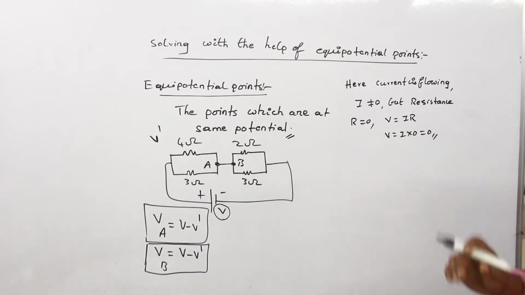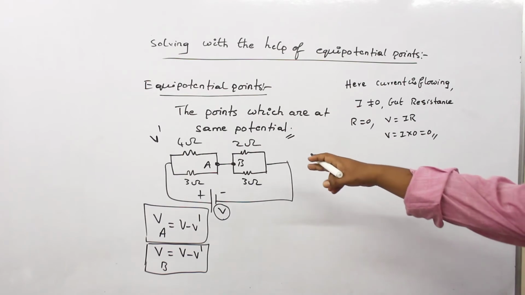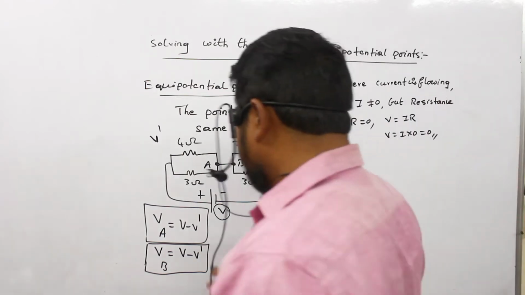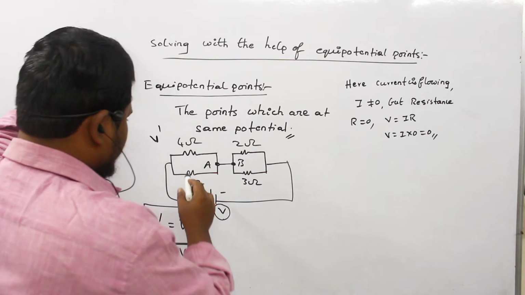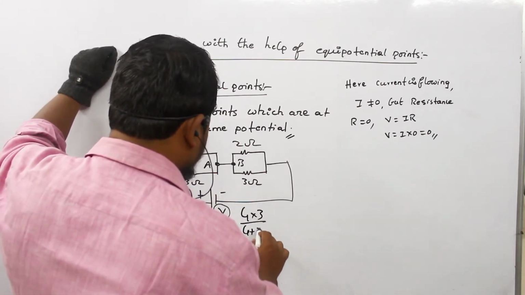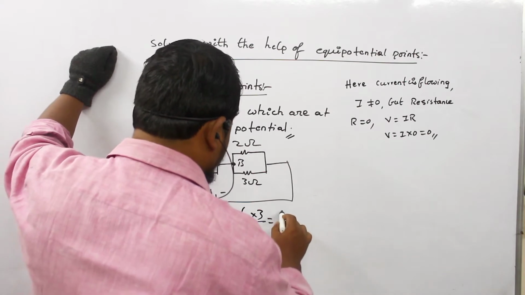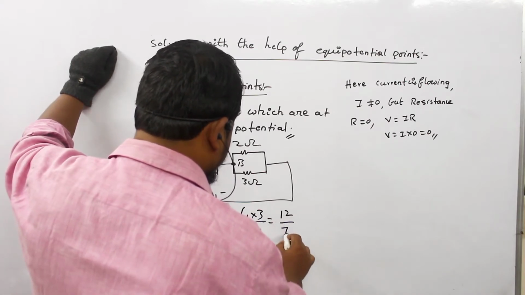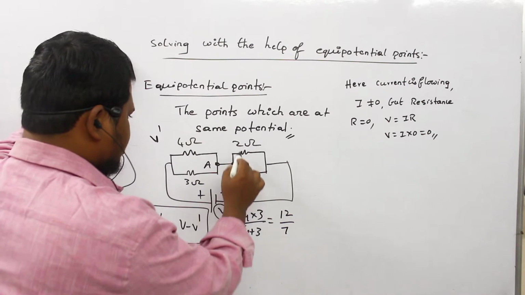Okay, so therefore, how can I redraw this diagram? First of all, you calculate the equivalent resistance of this one. Equivalent resistance of this one is how much? 4 into 3 divided by 4 plus 3. How much is it? 4 into 3, 12 divided by 7. Clear?